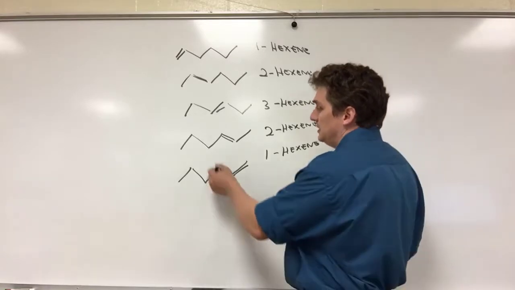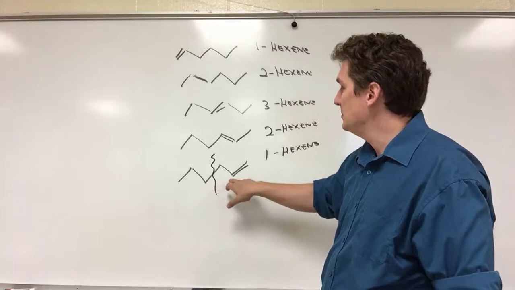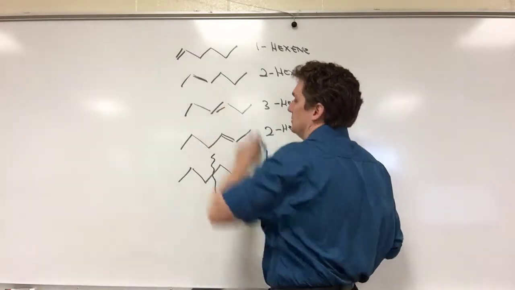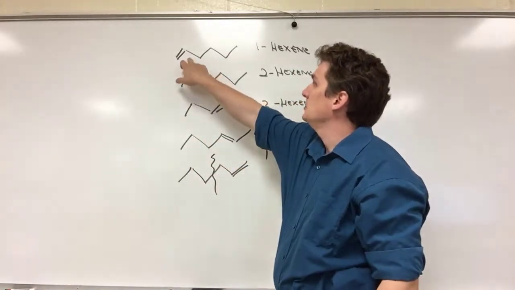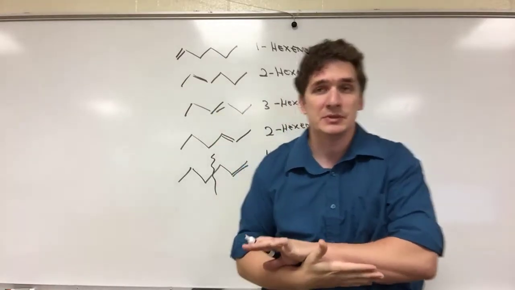Now, the trick here is recognizing the symmetry. If we rotate around this carbon single bond here, if we rotate this around, we recover this formula. If we rotate this one, it doesn't matter. There's symmetry through that double bond, so we'd always end up with 3.